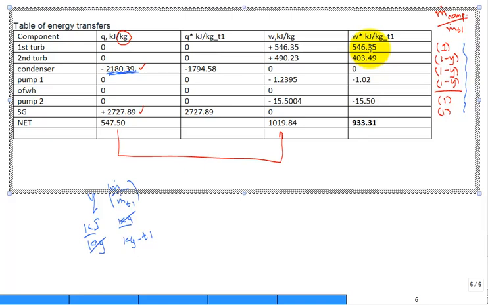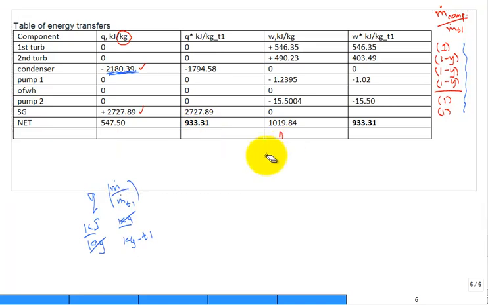That's how much work is out per kilogram that goes through the first turbine stage. It's the net work out in units of kilojoules out of the cycle per kilogram that goes into the first turbine stage. And we come over here, again, this should match, and when you do the math, it does match. So there you go. Now energy is conserved.